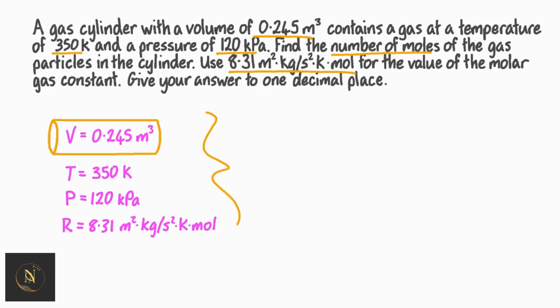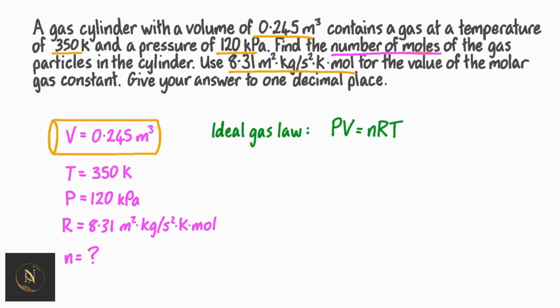Given all of this information, the question is asking us to find the number of moles of the gas particles in the cylinder. Let's label this number of moles as N. To work out the value of this quantity N, we can recall a formula known as the ideal gas law. This law says that the pressure of a gas, P, multiplied by its volume, V, is equal to N, the number of moles of the gas, multiplied by the molar gas constant, R, multiplied by the gas temperature, T.